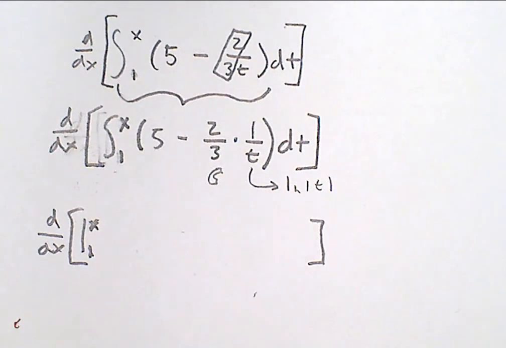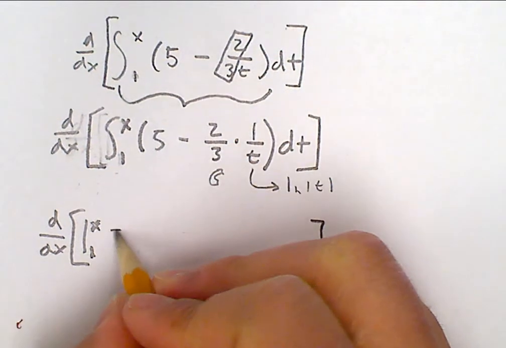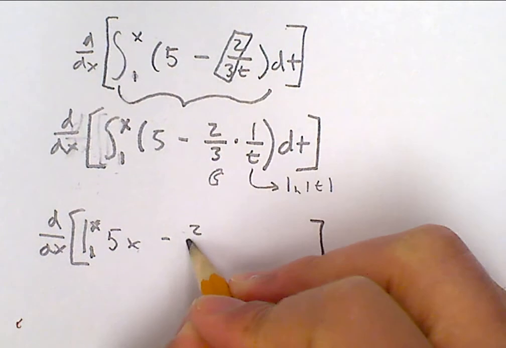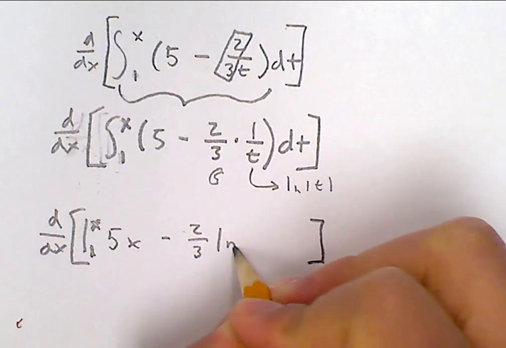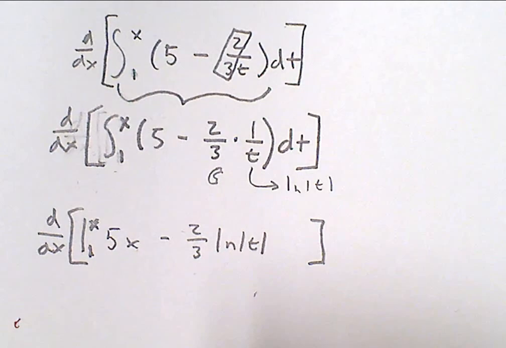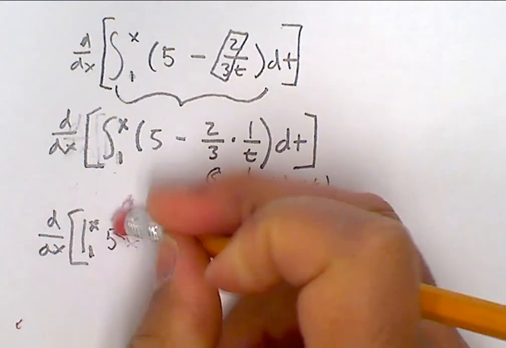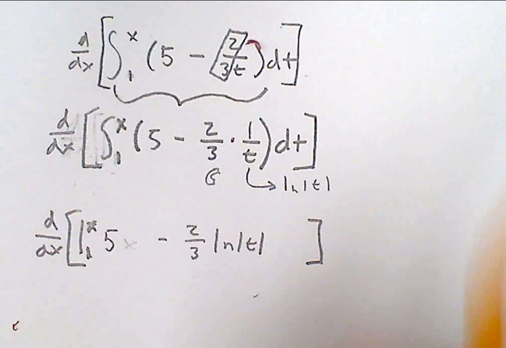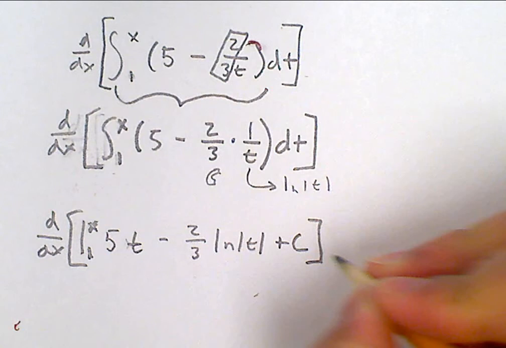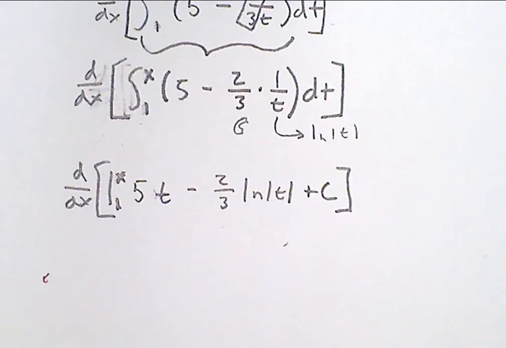All right, we got it. So our integral should be 5x minus 2/3 natural log absolute value of t. Or would it be 5t? Oh, I'm so sorry. Yes, it would be 5t. I made a mistake. All right, plus c. The plus c is necessary because we're just trying to show as much work as possible in this, okay?